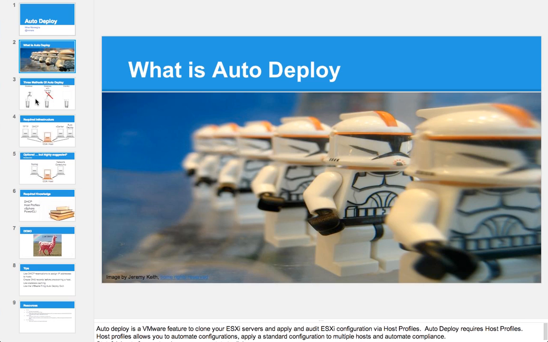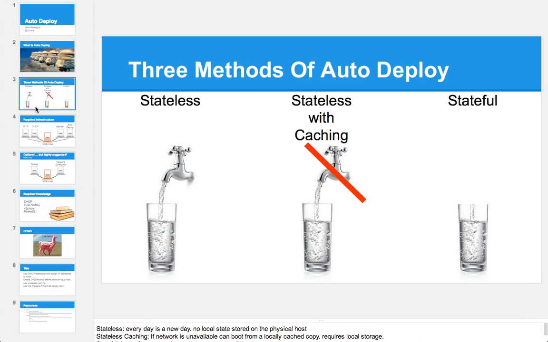So if we talk a little bit about the three methods of Auto Deploy, when you start thinking about how you would want to implement it, you have a stateless method, where you're constantly deploying, or filling, in this case, filling up that glass, to your ESX host. Every time it boots off the network, it's always going to grab an image from the Auto Deploy server. It's going to install ESX, boot, grab its config, and run. And that's every time the host reboots.